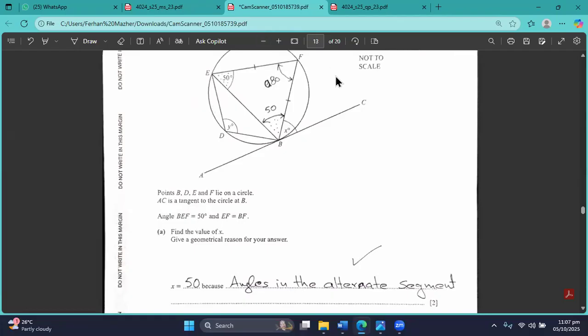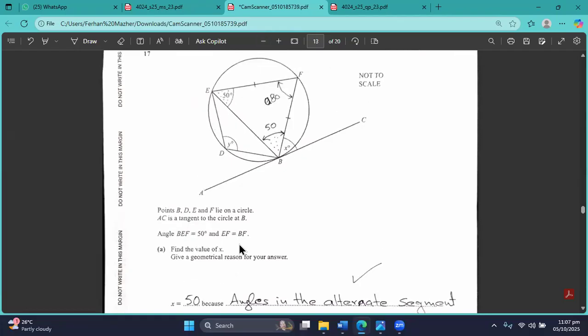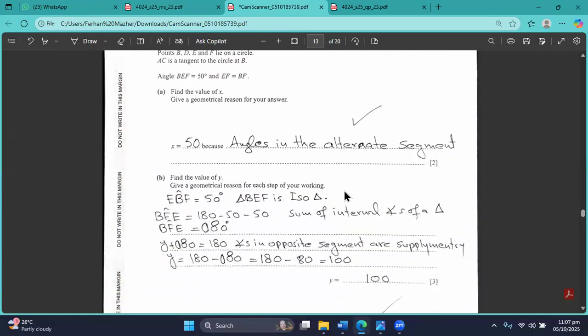So here we go. The x will be equal to this 50. The reason is angles in the alternate segment, the tangent and the side of the triangle. The condition is that one vertex of this triangle should be on the point of tangency and the other 2 points should be on the circle. Then this angle and this angle will be the same, and this angle will be equal to this angle. So x is equal to 50. Angles in the alternate segment. This is the reason you will have to write.